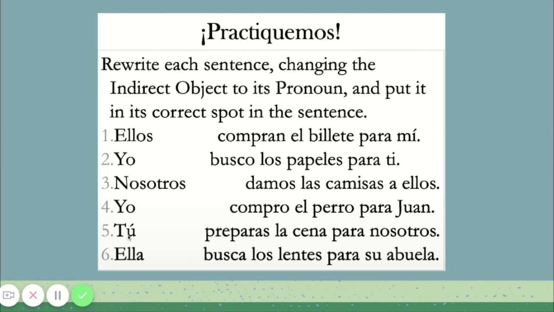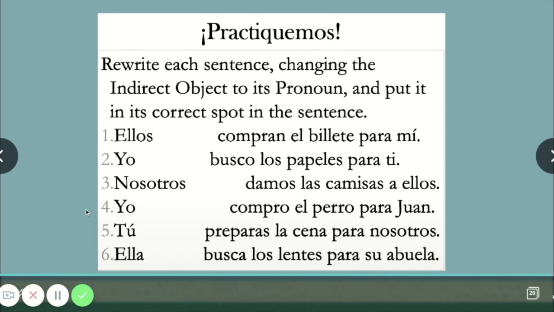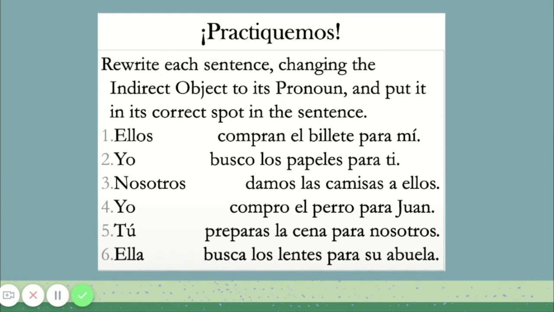All right. Two more. Tú preparas la cena para nosotros. So you prepare dinner for us. So we need to replace para nosotros. Para nosotros. Good. Yeah. Tú nos preparas la cena.